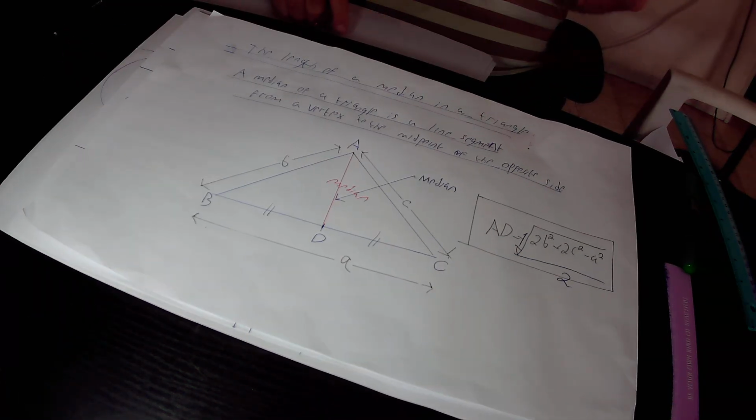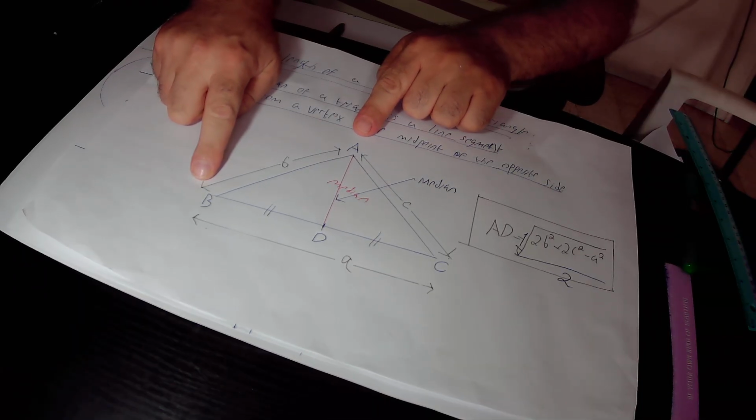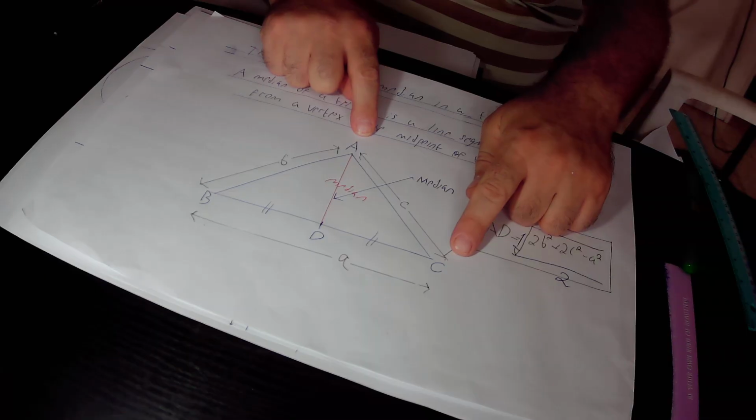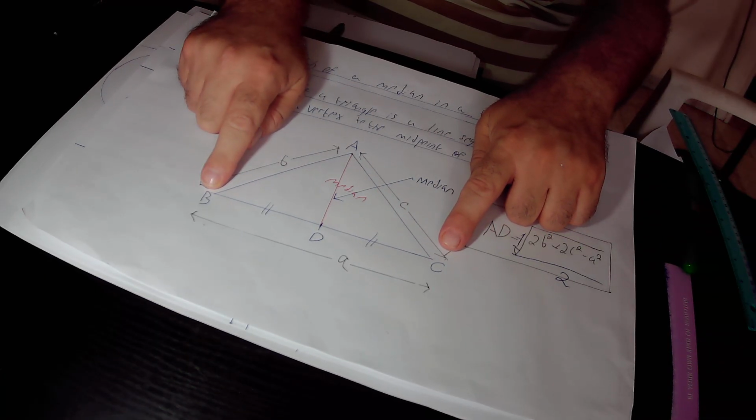So okay, this is triangle ABC. This is side AB, that is equal to 2 units in its length. This is side AC, that is equal to 3 units in its length. And this is side BC, that is equal to 1 unit in its length.